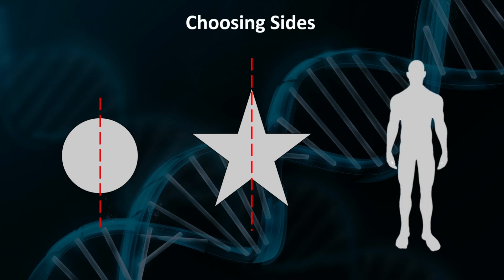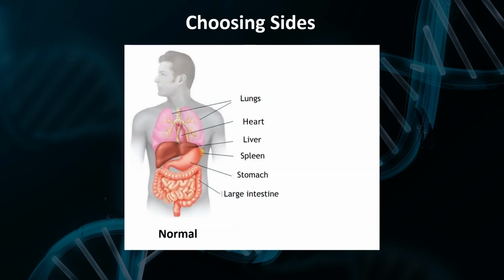What if you took a human and you cut the human in half? Are both sides the same? Now on the outside it sort of looks like we have bilateral symmetry, but on the inside it's far from being the same. Here is why.